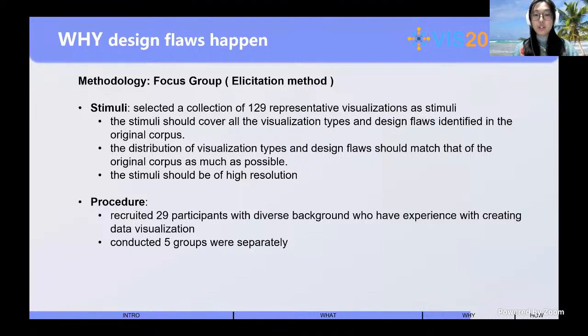So after establishing the taxonomy, we want to further understand why these flaws occur. Ideally, we'd ask the original authors, what happened? Why would you make such visualizations? But that's impossible. So instead, we used an elicitation method with professionals who recall their similar experiences from their own work. We conducted 5 focus groups with participants from diverse backgrounds, such as designers, programmers, and data journalists, all experienced in visualization.